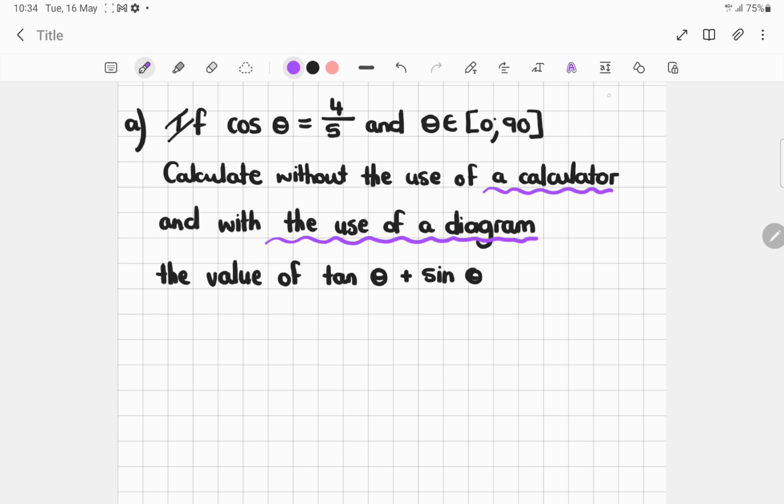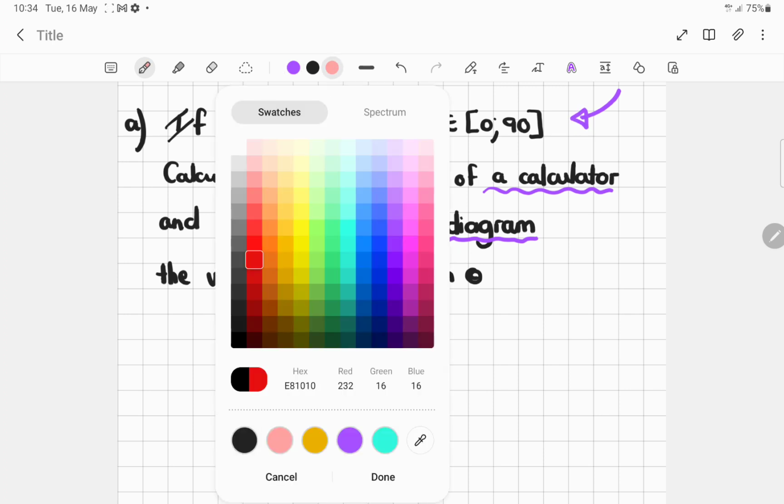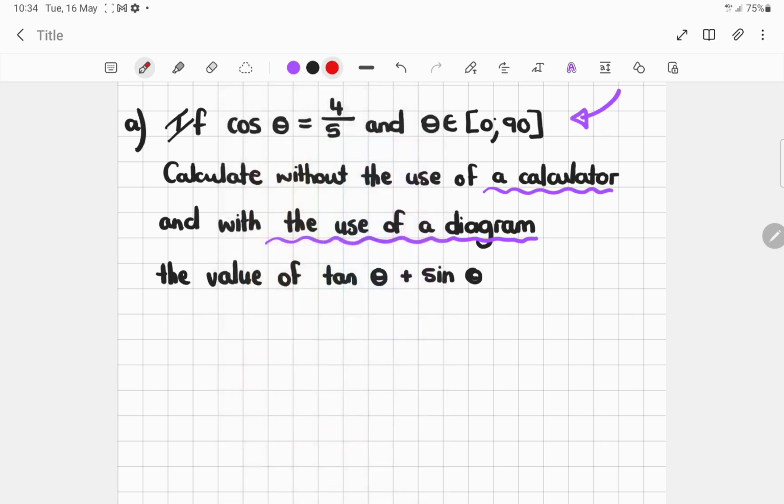So first of all, we're going to concentrate over here. Let's get a nice bright color. Then we say cos theta is 4/5. So cos we know as adjacent over the hypotenuse. So the adjacent value is 4 and the hypotenuse's value is 5. But before we get to that, we have to say 4/5 is a positive ratio.